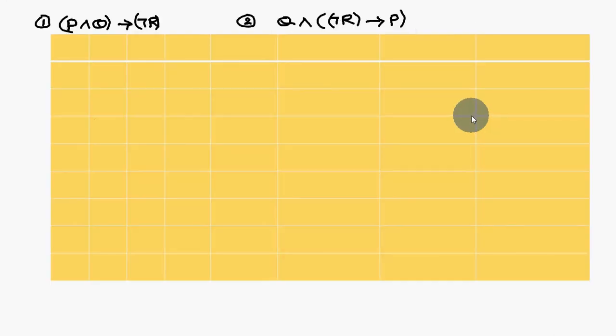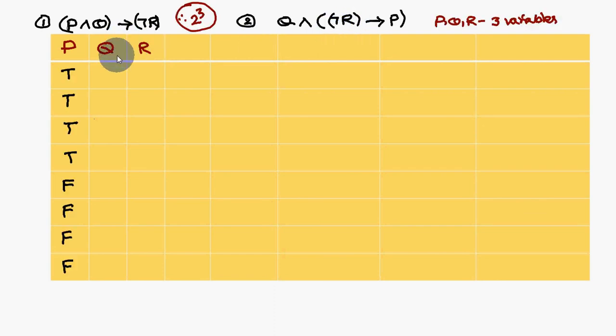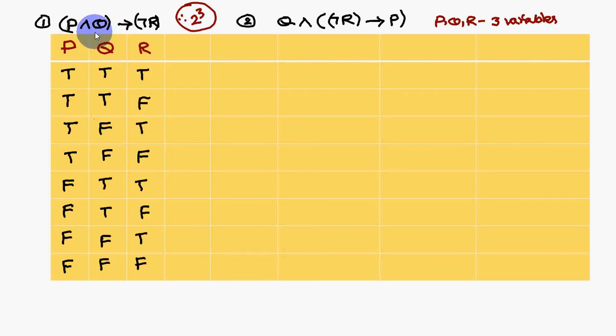Next, P and Q conditional not R. Similarly, Q and negation of R conditional P. First you write all these P, Q, R values. Next, P and Q we require, and not R we require. Not R: true will become false, false will become true, like this. Not R completed. Next, P and Q you have to do.